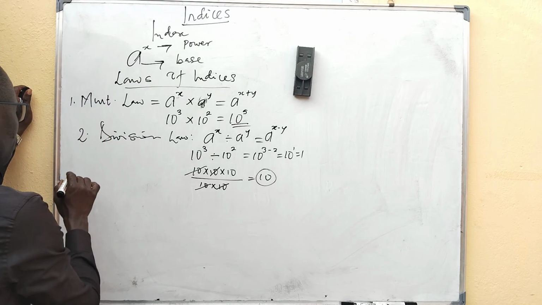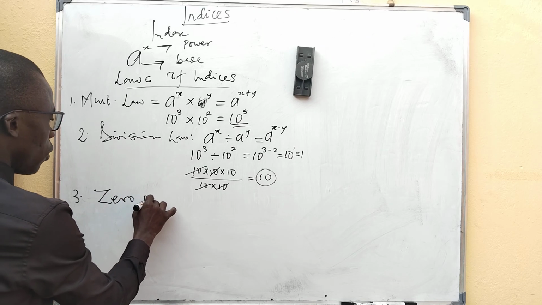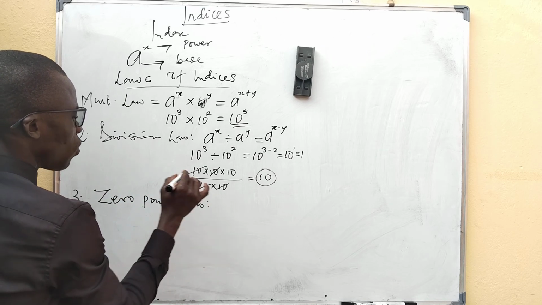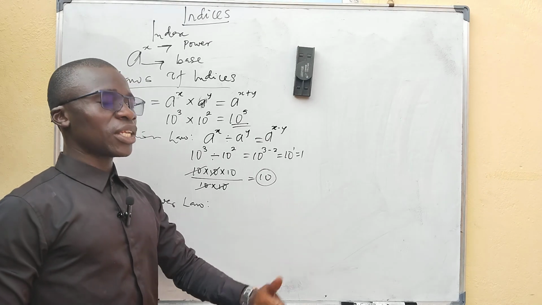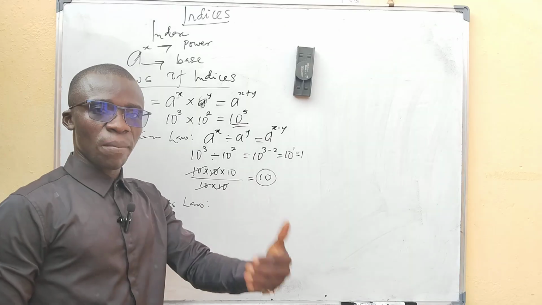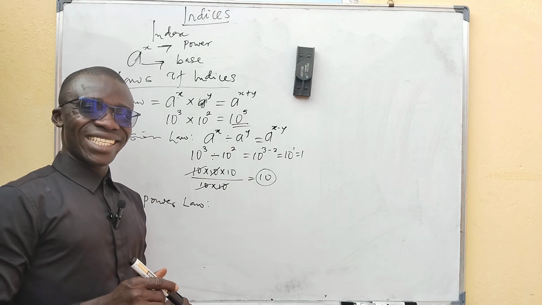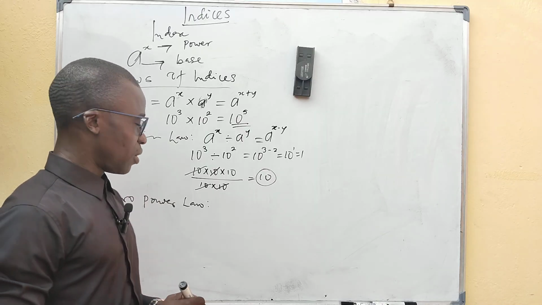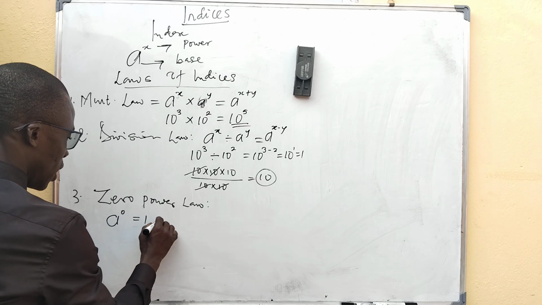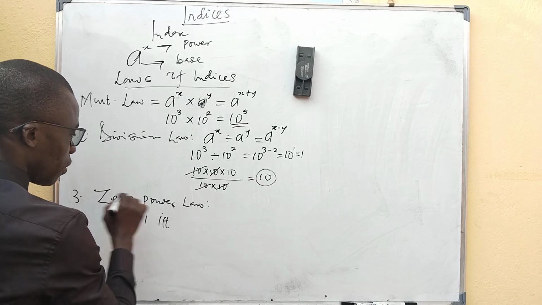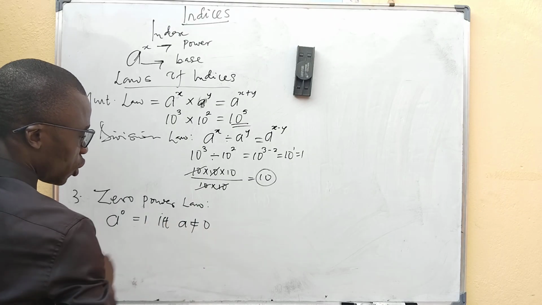Number 3 is the zero power law. What do I mean by the zero power law? Any real number raised to the power of 0 is 1, provided the real number is not equal to 0. For instance, a raised to power 0 is 1 if and only if a is not equal to 0.